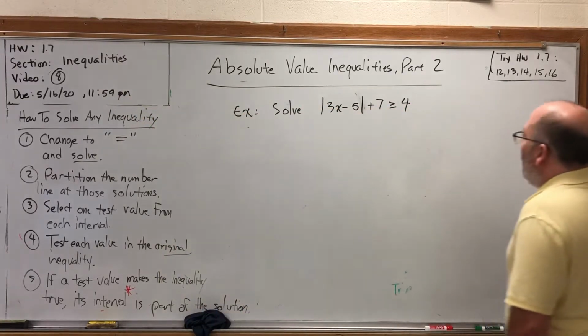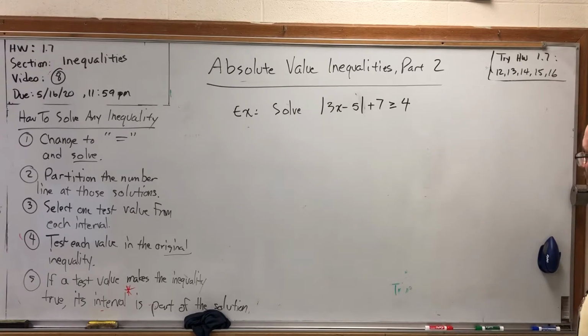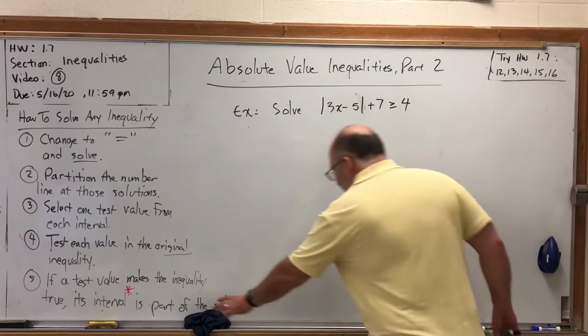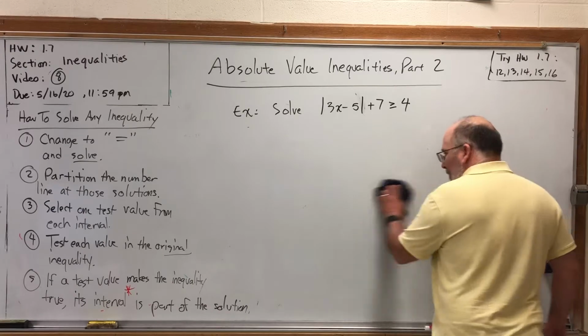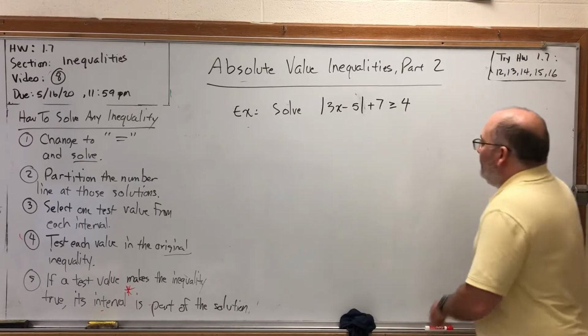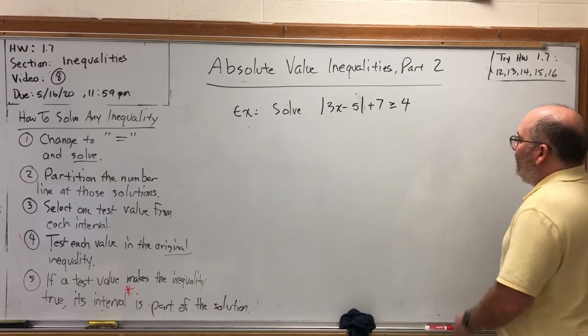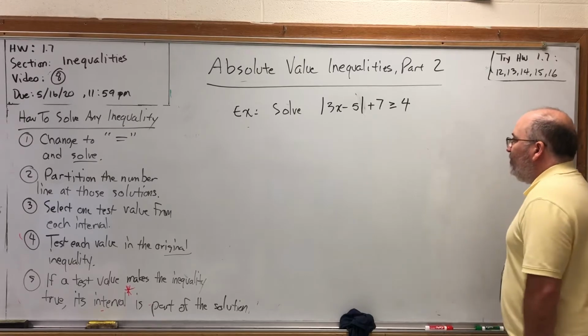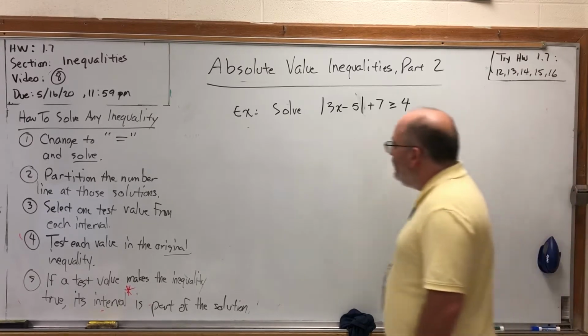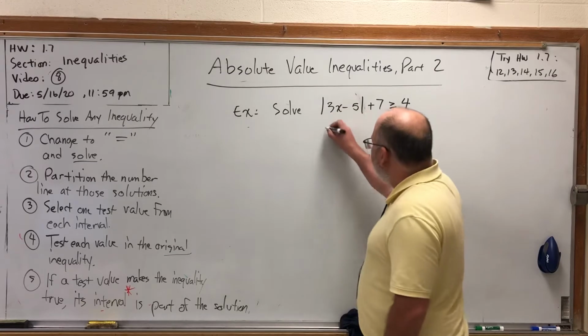All right, let's take a look at one more absolute value inequality and show you how sometimes when things go bad, things actually go good. It's all a matter of perspective. So let's solve the absolute value of 3x minus 5, and then plus 7 is greater than or equal to 4. Step 1, change it to equals and solve.